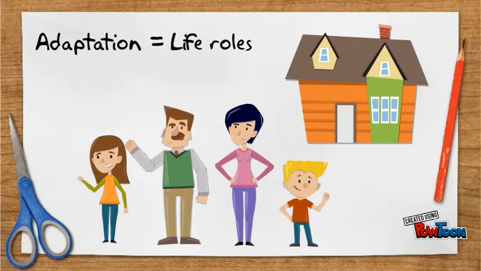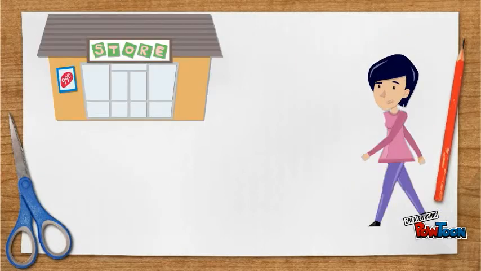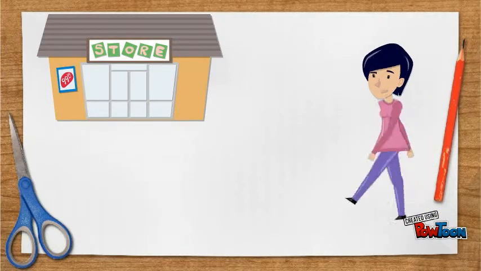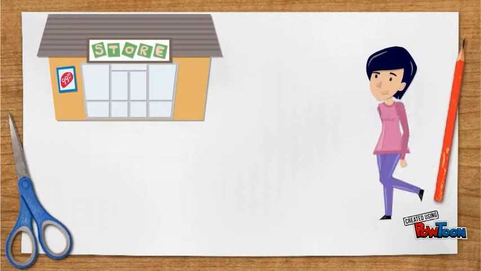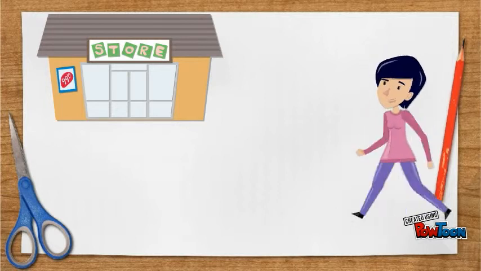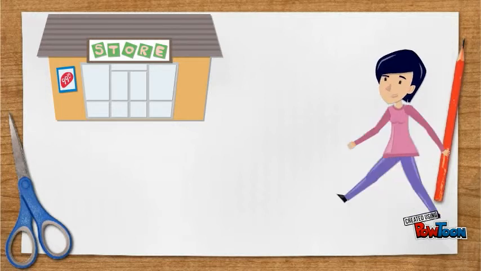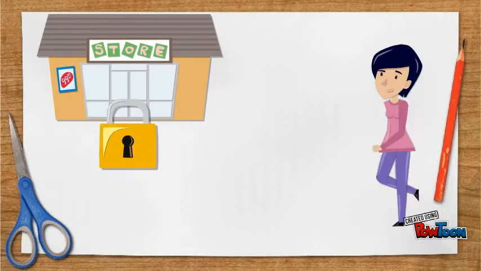Adaptation is a change a person makes when customary responses are no longer adequate to overcome challenge related to life roles. Let's look at mom. She goes to her local store every week to buy groceries. This task is part of her role as a homemaker. What if the store suddenly closes? How will mom adapt to this change in her environment to fulfill her roles?